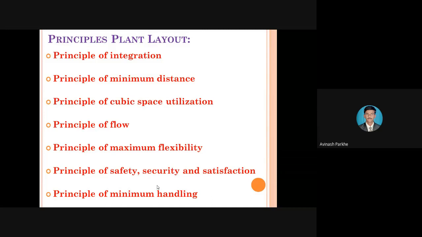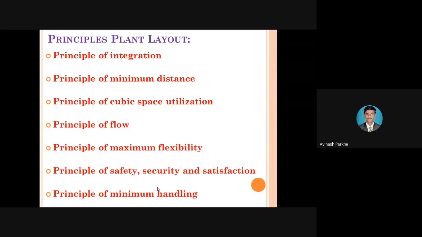Then, the second last principle, the sixth principle, is safety, security, and satisfaction. This is very important. This principle is related to the operators, workers, or the men only. Whenever the operators are working, some heavy duty applications are there, some high temperature applications are there. So whenever operators and workers are working in such departments, all the safety precautions and all the safety devices should be provided. Some high rotating equipment is there.